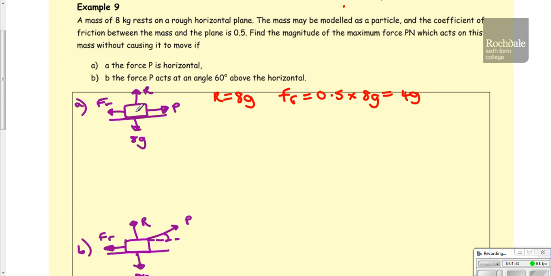If we now look horizontally, we know that if we do F equals ma, because it isn't moving, P would be equal to the frictional force. In other words, P is equal to 4g. Working out 4g on your calculator gives 39.2. And so if we're giving it to two significant figures, which we should, it would work out to be 39 newtons. So that's very similar to the previous example, example 8.